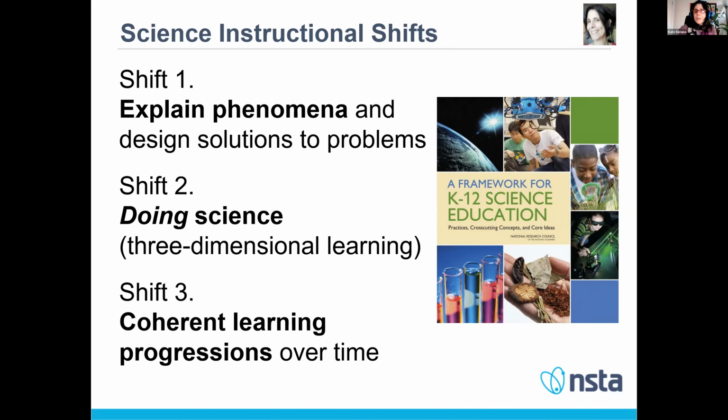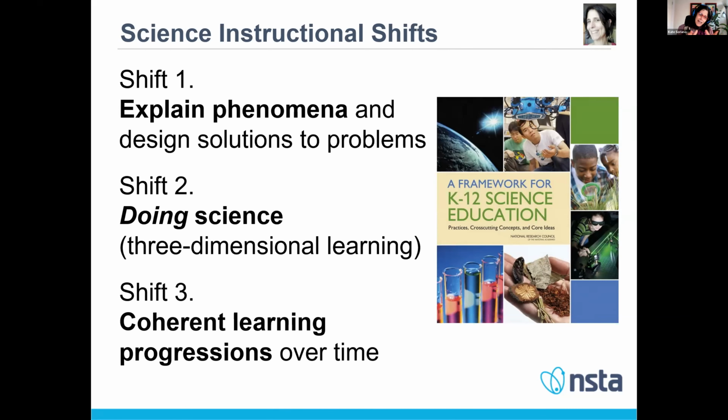The second shift is that students are doing the science. I need to change this slide because it's in those parentheses, 3-dimensional learnings. I mean, it's doing science using or through 3-dimensional learning. And finally, that third shift, a coherent learning progression over time.